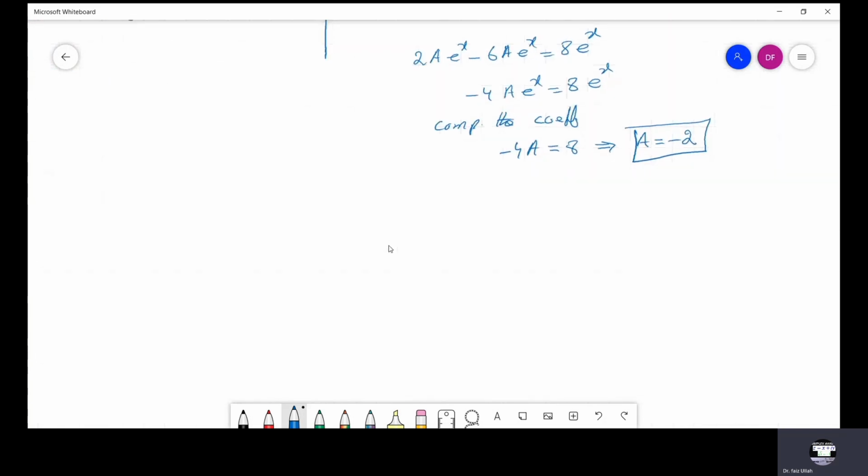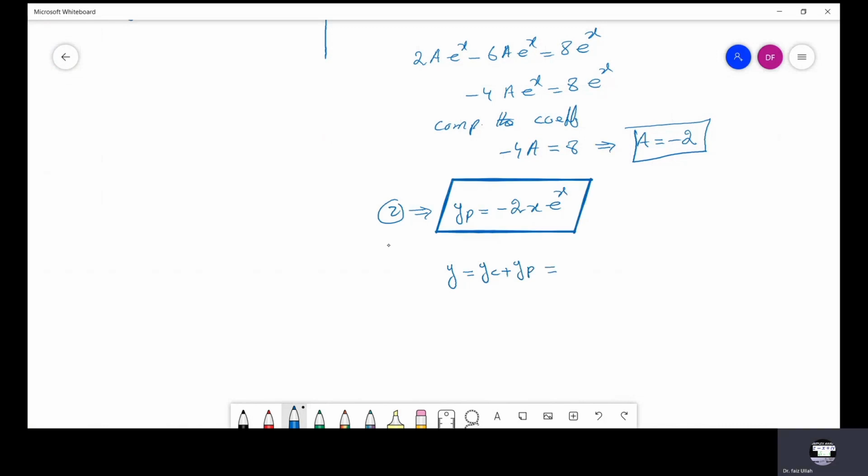So the particular solution for this problem is yp, which is equal to minus 2x e power x. That is the required particular solution. And now the general solution y is equal to yc plus yp. Putting values, we have yc is c1 e power x plus c2 e power 5x, and yp is minus 2x e power x. That is the required solution for this problem.